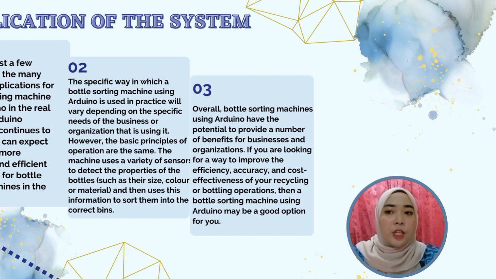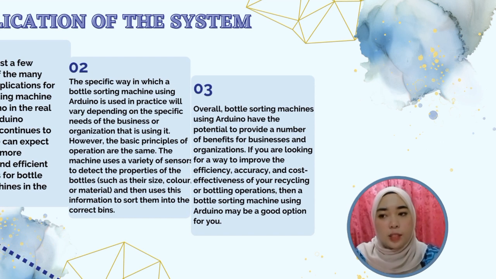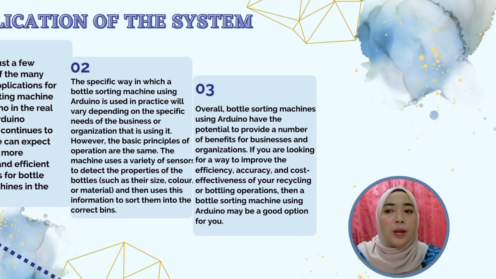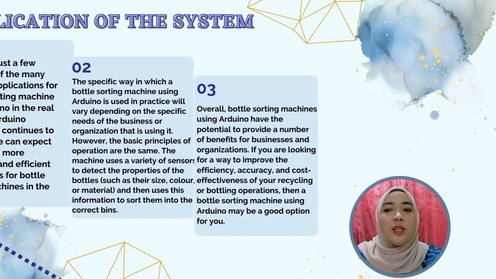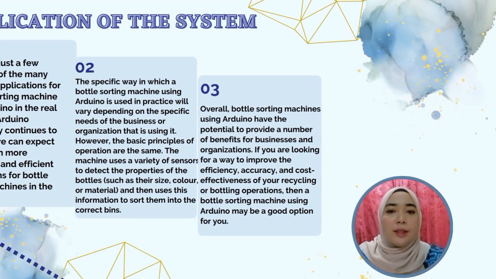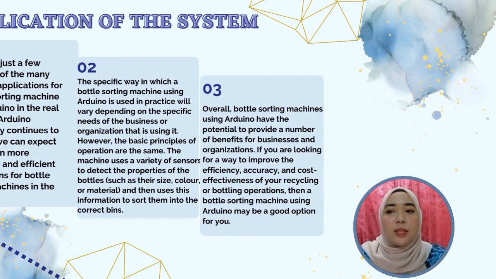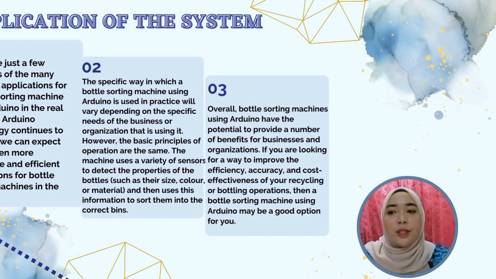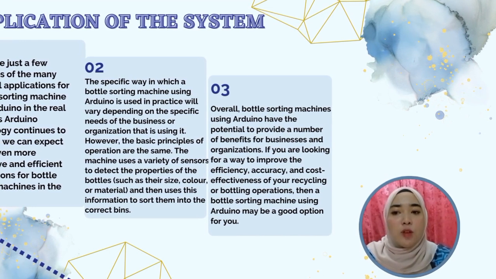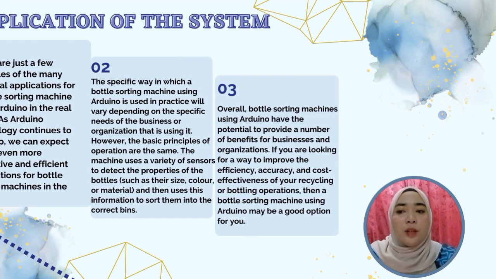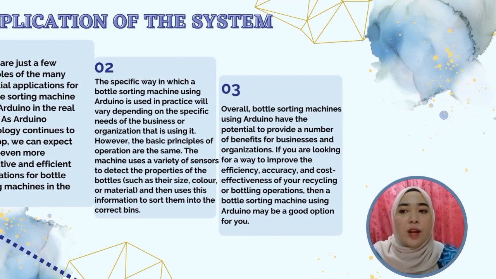There are many potential applications for the bottle sorting machine using Arduino in the real world. Here are a few examples. In a recycling plant, the bottle sorting machine can be used to sort bottles by color, material, or size. This helps to ensure that recyclable materials are properly stored and recycled. In a bottling plant, it can be used to sort bottles by size and type. In a warehouse, it can be used to sort bottles by destination. This helps to ensure the bottles are delivered to the correct location in the warehouse.